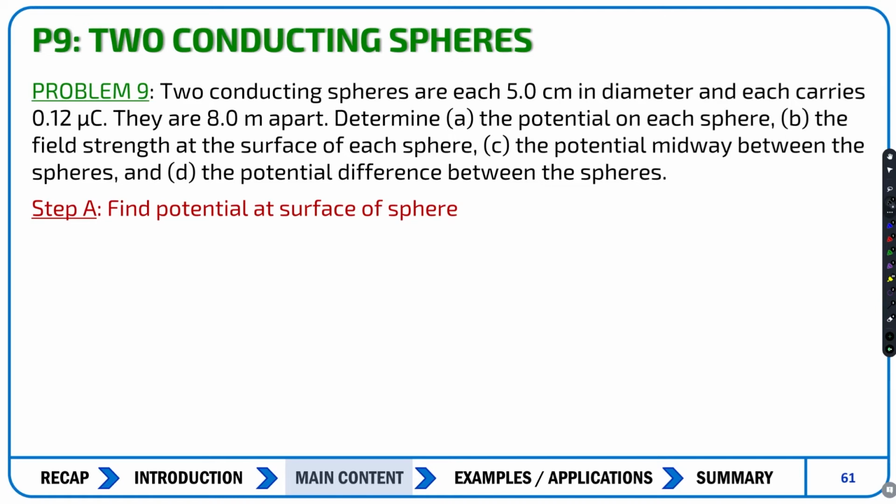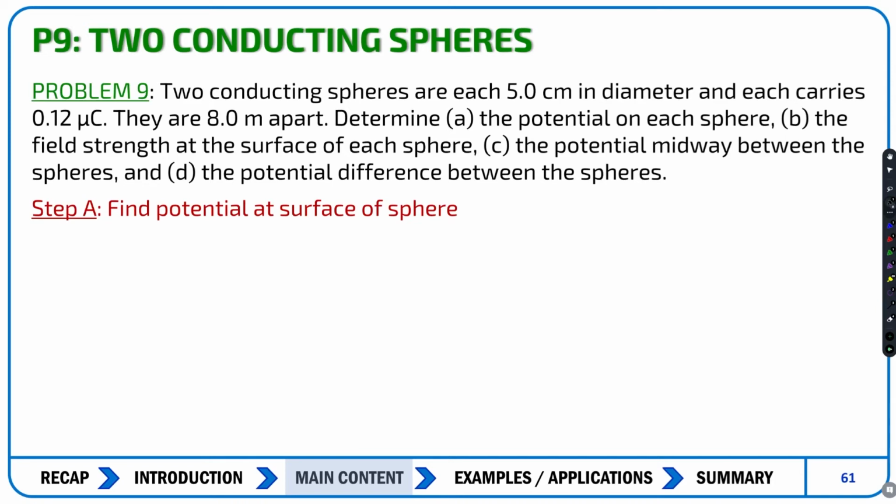I have 4 slides dedicated to solving this problem. We do not need that many slides, and we don't need that much space. The problems are fairly straightforward. Step A, B, C, D really refer to just parts A, B, C, D of the problem. So here we have two conducting spheres that are each 5 centimeters in diameter, and each carries 0.12 microcoulombs of charge. They're 8 meters apart.